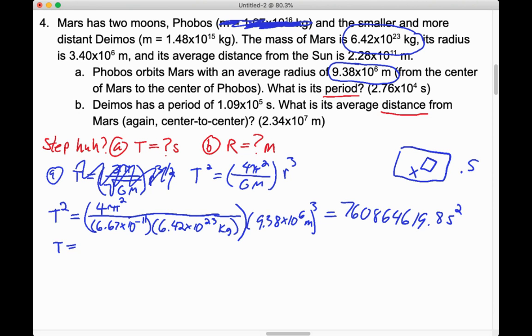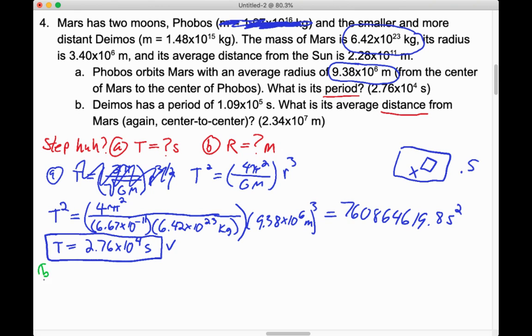t is equal to 2.76 times 10 to the 4th seconds. Which is about 27,000 seconds. So we solved for the right thing. We gave it the right units. And so we're happy with that. On to part B.